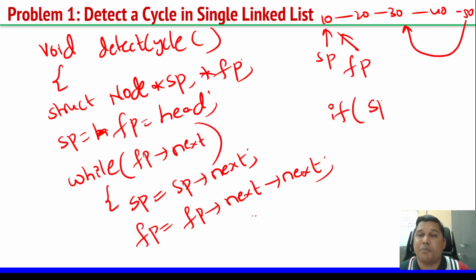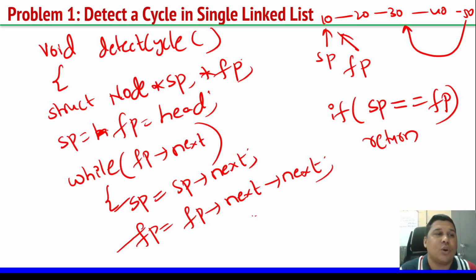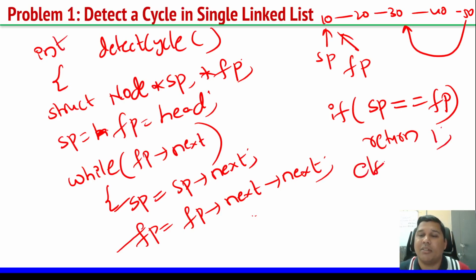After doing these two operations, if SP is equal to FP, you can break, or you can write return here. Because I want to know whether there is a cycle, let me write some integer: return 1, else return 0. So it will keep repeating, and only if this case happens will it return 1. Otherwise it will give 0.